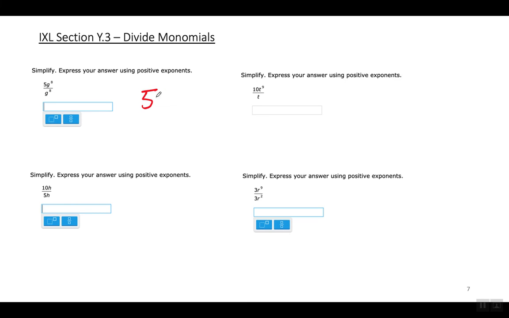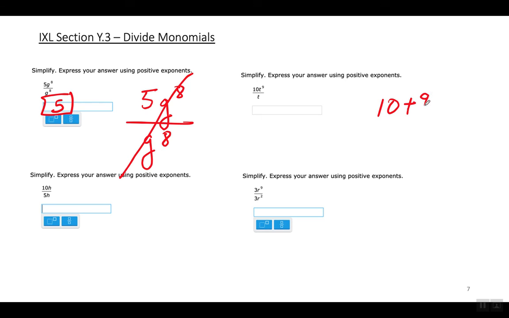All right, so on this one, you've got 5g to the 8th divided by g to the 8th. This one's simple because g to the 8th divided by g to the 8th equals 1. It cancels out. So the answer is 5. All right, on this one, you've got 10t to the 9th power over t. All right, so 10 divided by what number is here? An invisible 1. 10 divided by 1 is 10, basically. It stays the same. But t to the 9th divided by t to the first power, you subtract the exponents. Resto los exponentes. 9 minus the 1 that's here means t to the 8th power. All right?